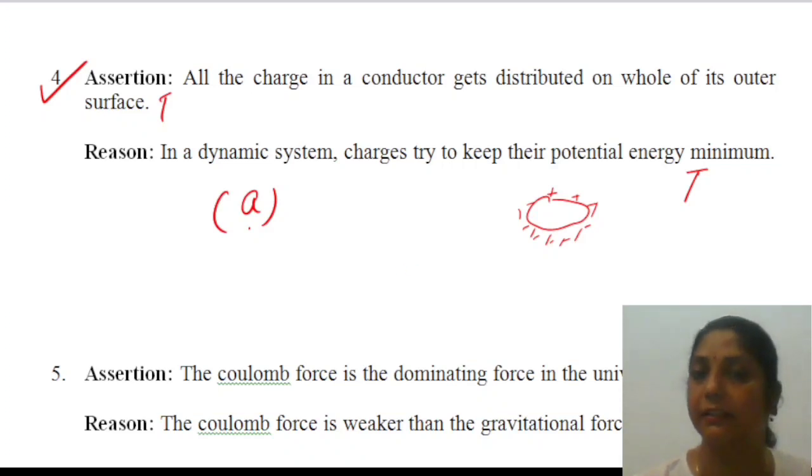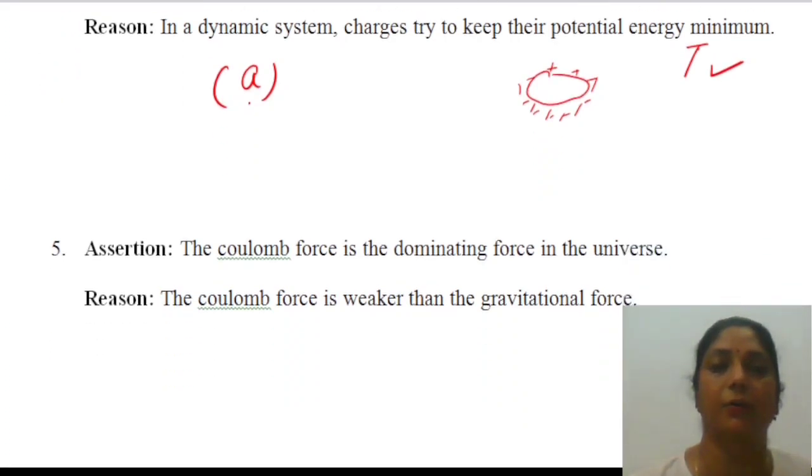How do you find the correct answer? First you find whether assertion is true or false, reason is true or false. If both are true, then find by adding "because" or "since" whether this reason is correct expression of assertion or not, right? In this way you get the correct answer, right? Now question number 5.